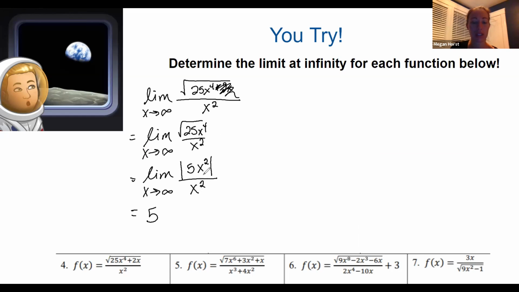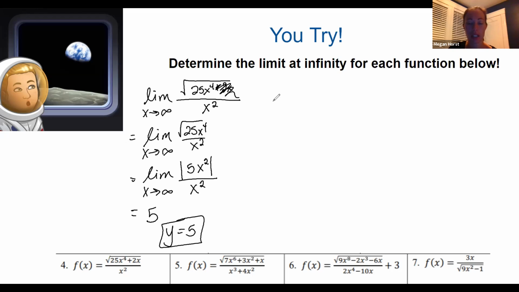Because this increases at the same rate that this increases, so they cancel out, and we're just left with this positive 5. If we look at this from the left as well, the limit as x approaches negative infinity would also yield a positive 5. So the only horizontal asymptote I have here is y equal to 5.